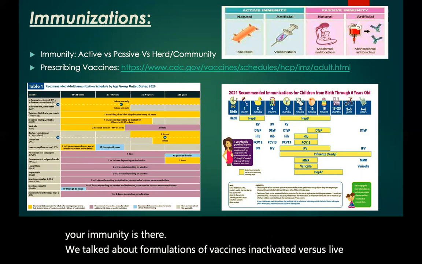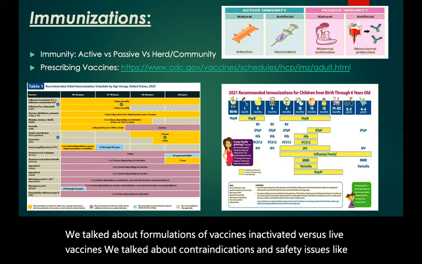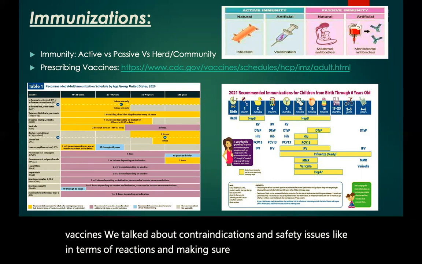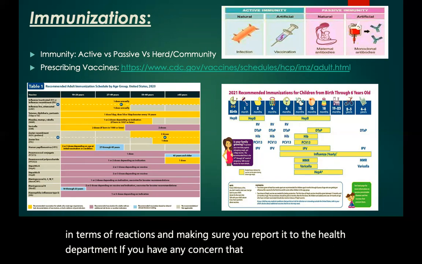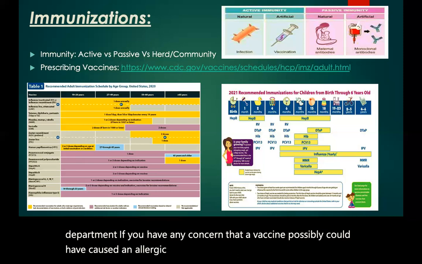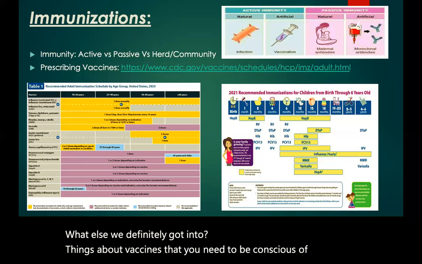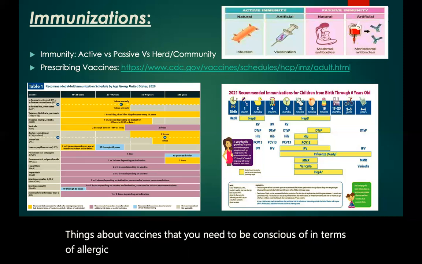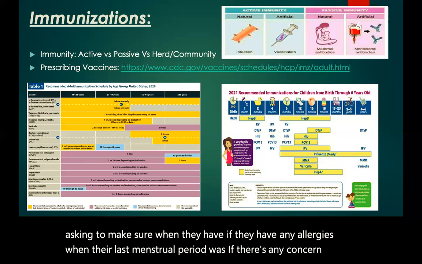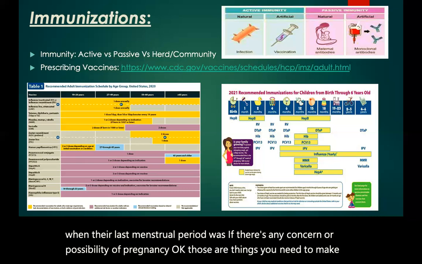We talked about contraindications and safety issues, like in terms of reactions, and making sure you report it to the health department if you have any concern that a vaccine possibly could have caused an allergic reaction in a patient. What else? We definitely got into things about vaccines that you need to be conscious of in terms of allergic reactions, in terms of catch-up schedules, and in terms of asking to make sure, if they have any allergies, when their last menstrual period was, if there's any concern or possibility of pregnancy. Okay, those are things you need to make sure you find out.